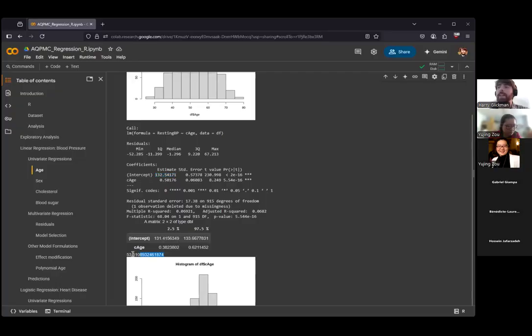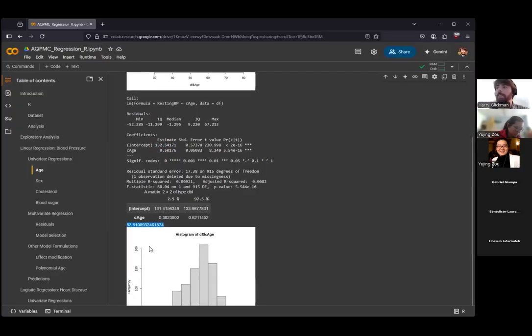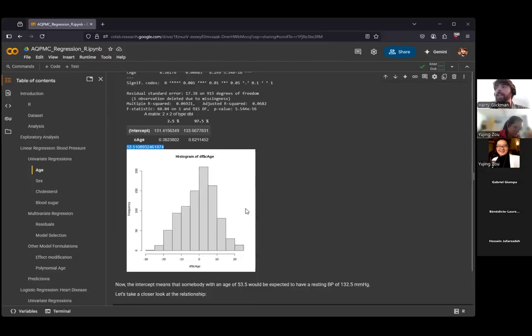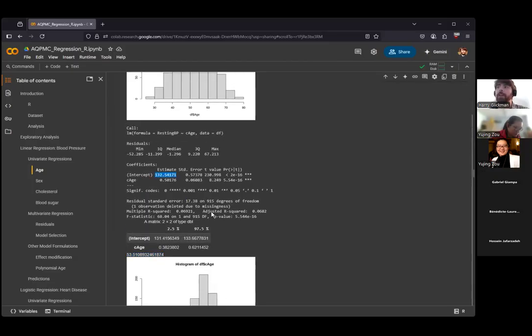And we know that the mean in our data set of age is 53 and a half. So now we can say somebody with an age of 53 and a half would be expected to have a resting blood pressure of 132. So if you want to have interpretable intercepts in these models and you have continuous variables that don't have a meaningful 0, you need to center them so they do.